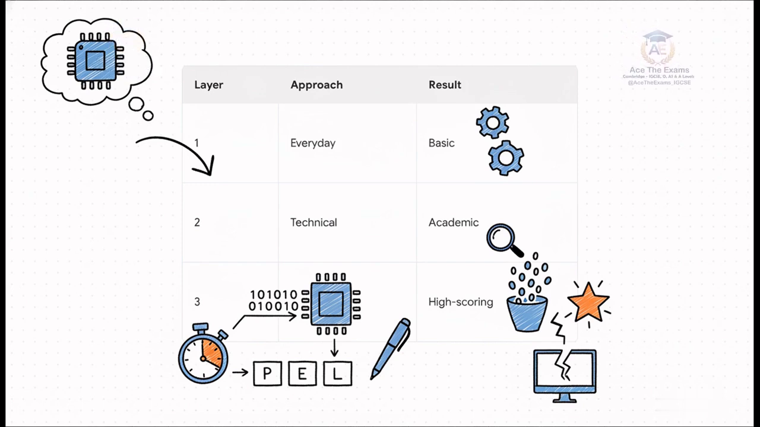Students so often trick themselves into thinking they know a topic when they are only at layer 1 or 2, until they are suddenly forced to express it in that critical third layer under severe ticking clock exam pressure.